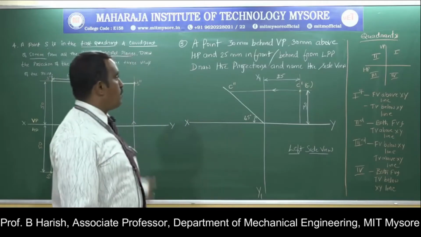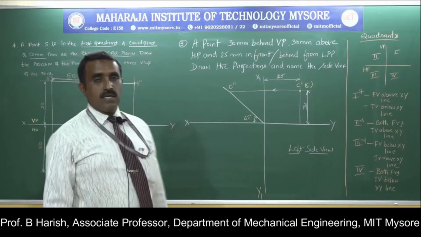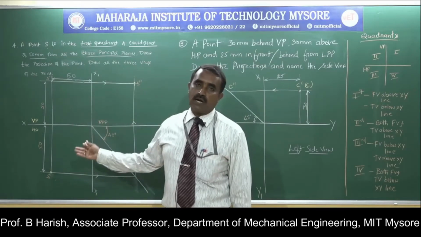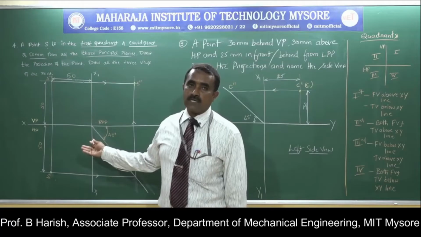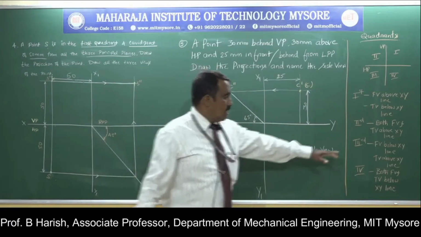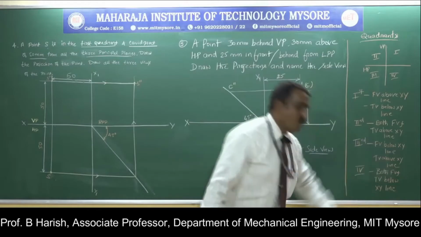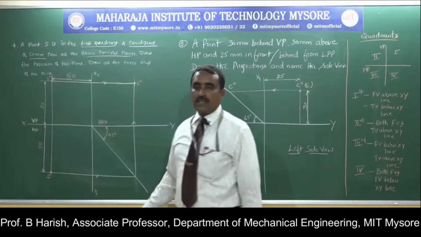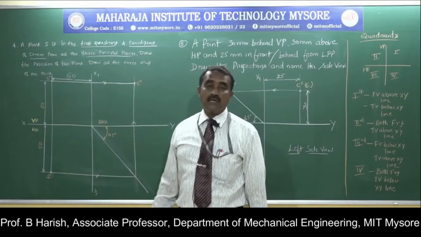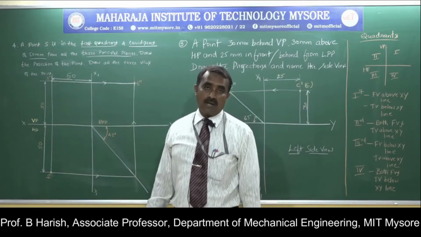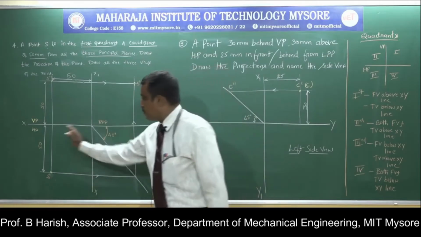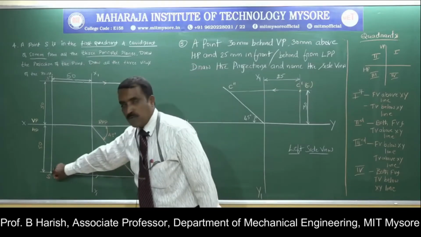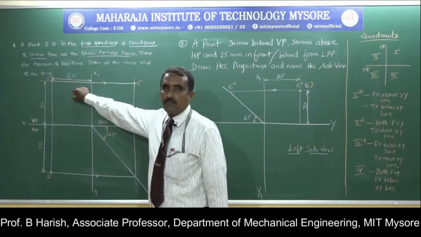Next we'll move to one more type of problem. Here, how will the problem be when the point is in the third quadrant? The earlier condition was the first quadrant. In the third quadrant, you can see that the front view will be above the xy line and the top view will be below the xy line. So this will be the front view, this will be the top view. When that is the case, how to draw the profile view? I'll fix the profile plane satisfying the condition.